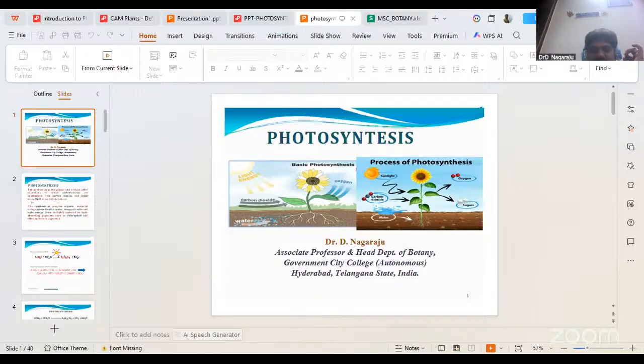In the chloroplast, you know the photosynthetic pigments: chlorophyll, carotenoids, phycobilins. These three are the photosynthetic pigments. If the question asks to write about photosynthetic pigments, photosynthetic pigments are of three types: chlorophyll, carotenoids, and phycobilins. You know, chlorophyll again has nine types. I already told you.